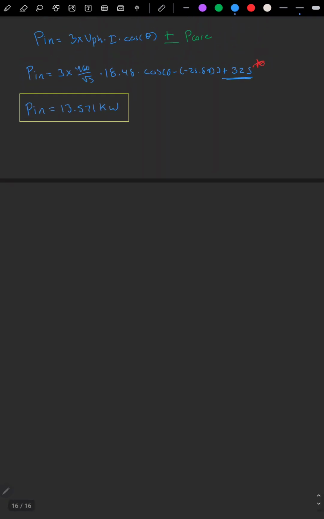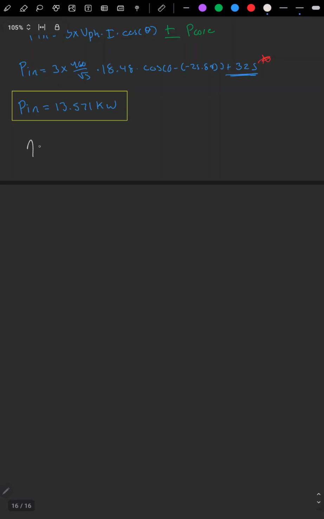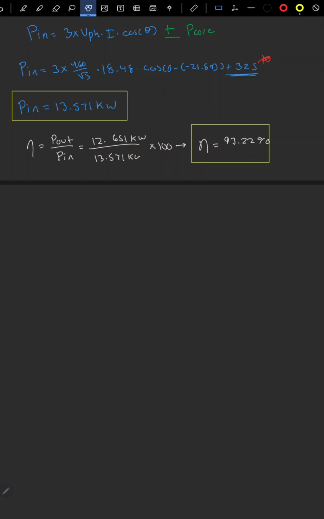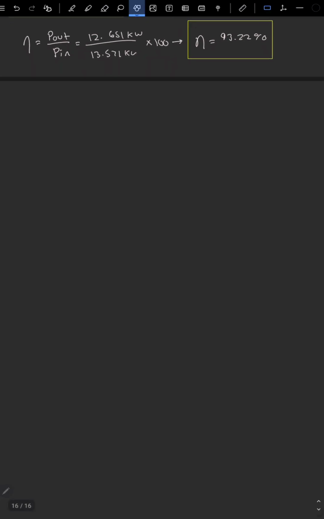But now we can calculate our efficiency, which equals our P out over our P in, which equals the 12.651 kilowatts that we got earlier over our 13.571 kilowatts. Multiply that by 100 to turn it into a percentage. Our efficiency is going to be 93.22%, which is awesome. Now, there's two things we haven't solved yet.